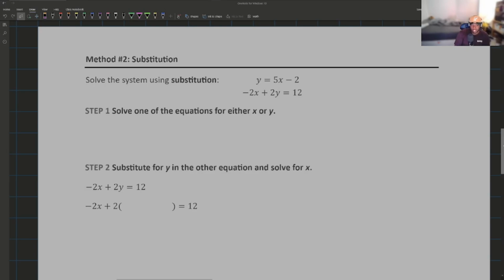Hello, everyone. We're back to solve with substitution this time around. We're taking the same system of equations we solved with graphing, and this time we're going to handle it algebraically because, as you're aware, sometimes solving systems by graphing is not going to be feasible.